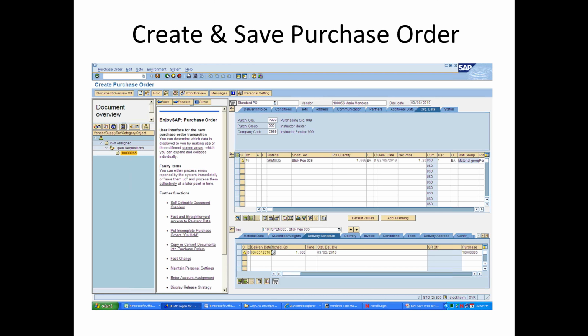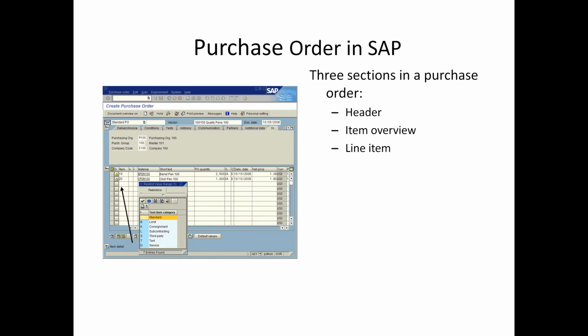Okay. This is how the purchase order screen looks. If you see here, create and save purchase order. This is the vendor number. This is your material number. This is your purchase order quantity. This is the currency that is coming from the vendor master. And this is the net price that comes from the purchasing info record. So this is how it looks. We'll be doing it in detail when we go in. These are the line items.